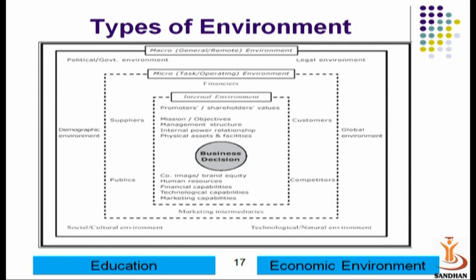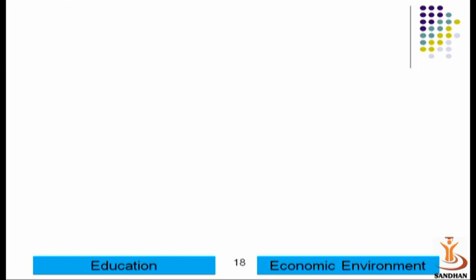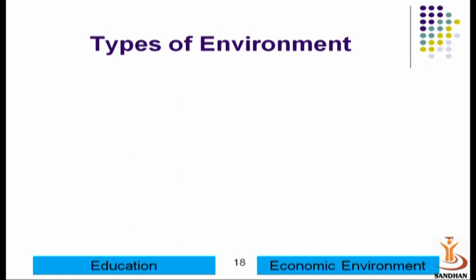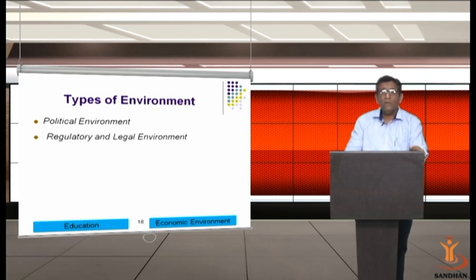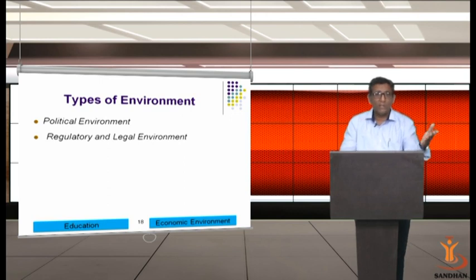Now, types of environment. What types of environment are there? We studied one, the political environment. What type of government exists also affects the business. Then the regulatory and legal environmental factors. What regulatory laws and regulations are there?